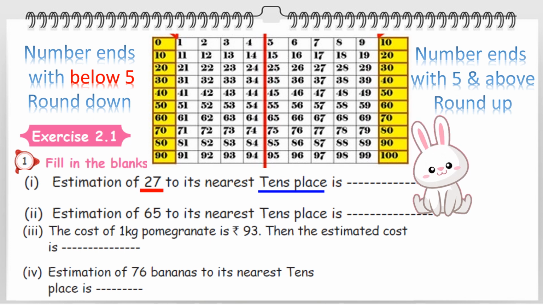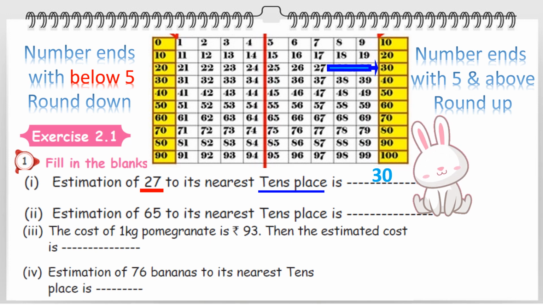Here in that first sum, we need to find for 27 only. Where is it? It is in the third row. This number 27 is placed between 20 and 30, isn't it? Okay, it is in the third row. So 27 must be rounded up. So answer must be 30, because look at the ones place. The number ends with 7, isn't it? So 5 and above, you have to round it upward.